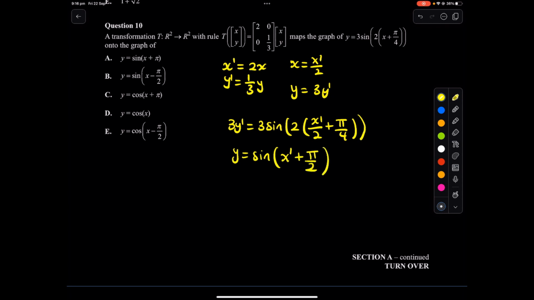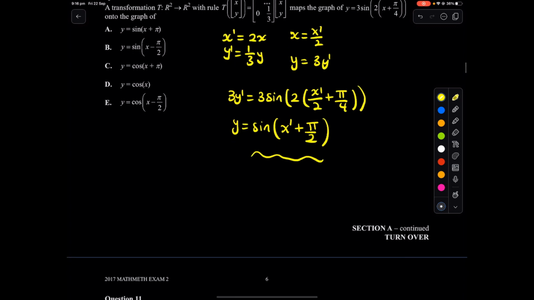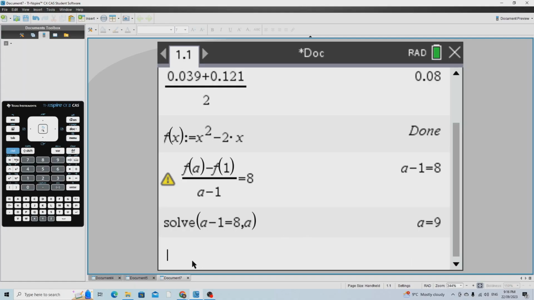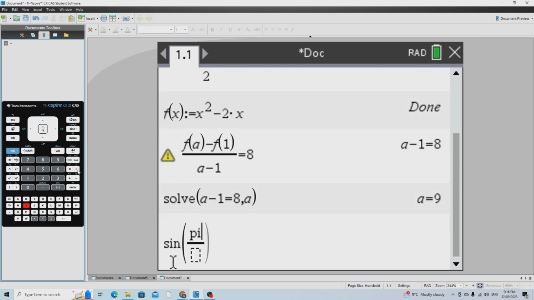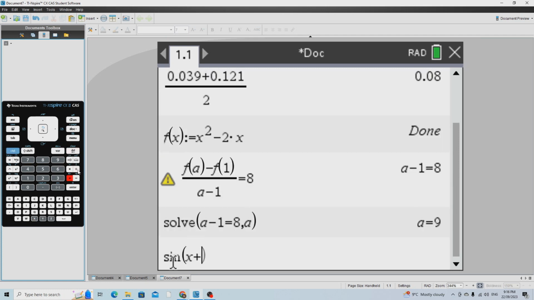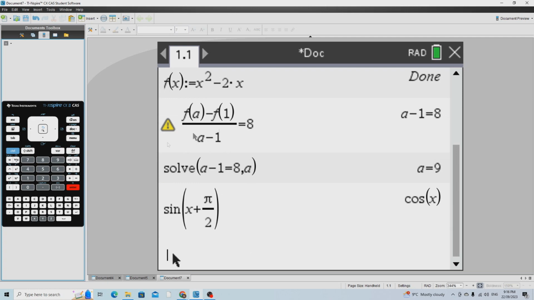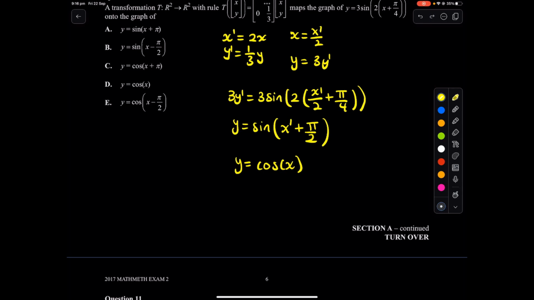Is one of the answers like this? No. But you should know this is a complementary angle. And we know that y, this rule, is a complementary angle. It's pretty much equal to cos x by complementary angles. If you don't remember your complementary angles, you can easily put them in your calculator. Let's write this in our calculator. Sine of x plus pi on 2 is equal to cos x. That's a complementary angle, so choose D as your answer.